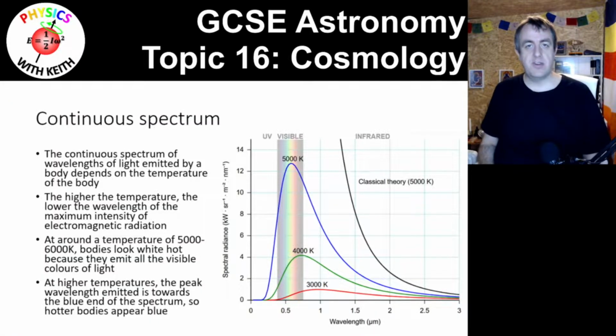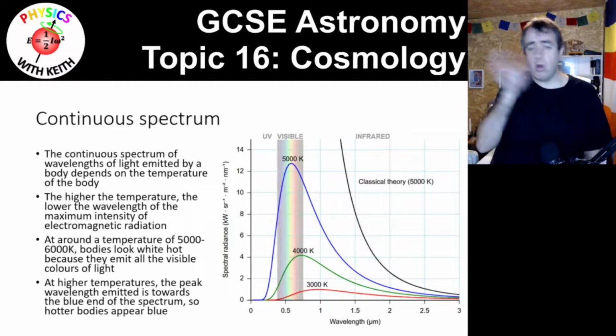We can get a continuous spectrum. From some bodies we get a continuous spectrum. Why do we get a continuous spectrum? Because everything emits electromagnetic radiation if its temperature is above absolute zero, 0 Kelvin, negative 273.15 degrees Celsius. Everything emits radiation. Now, cold things emit infrared radiation.